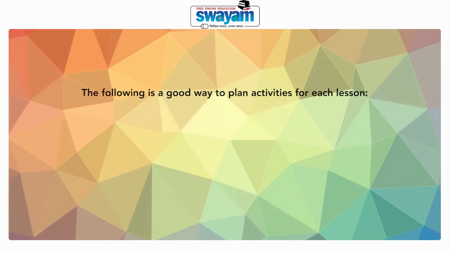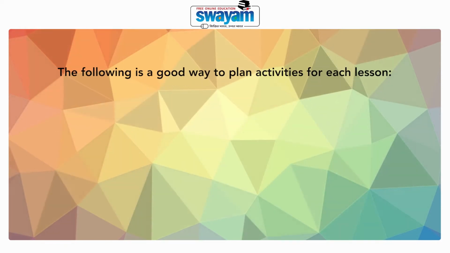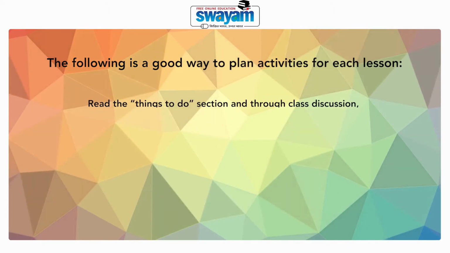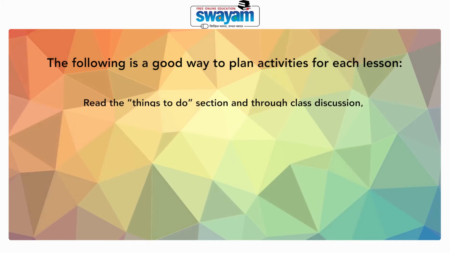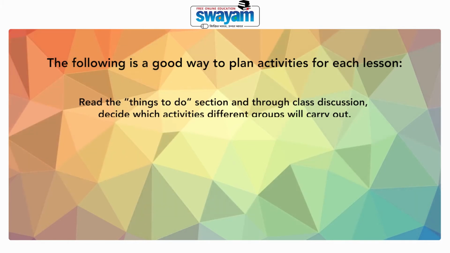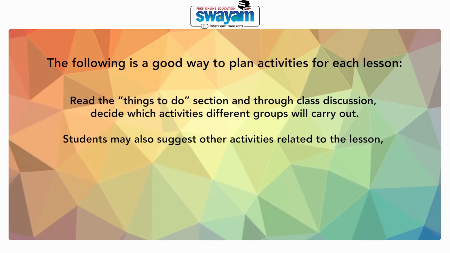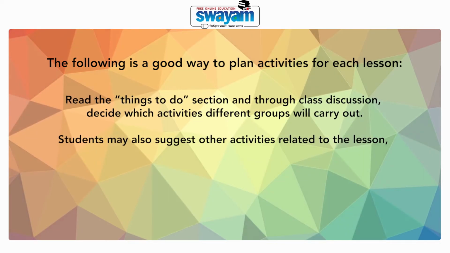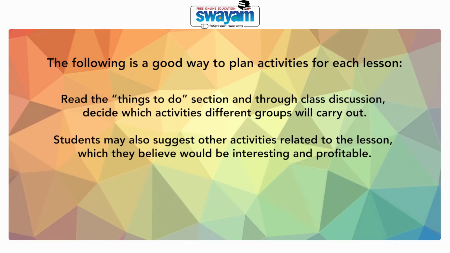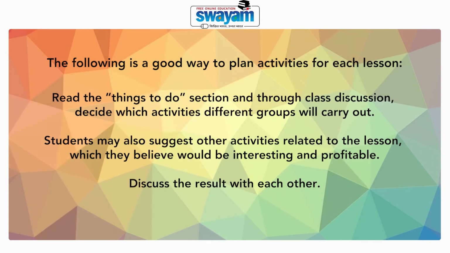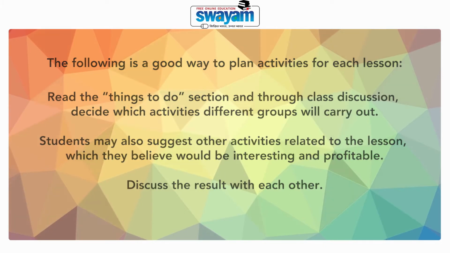The following is a good way to plan activities for each lesson. Read the things to do section and through class discussion decide which activities different groups will carry out. Students may also suggest other activities related to the lesson which they believe would be interesting and profitable. Discuss the results with each other.